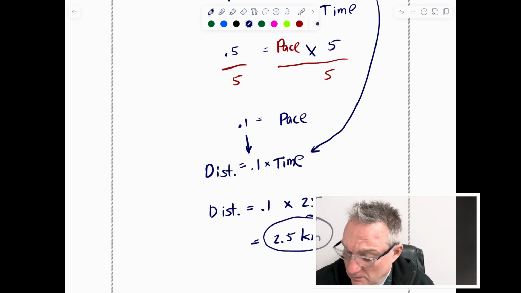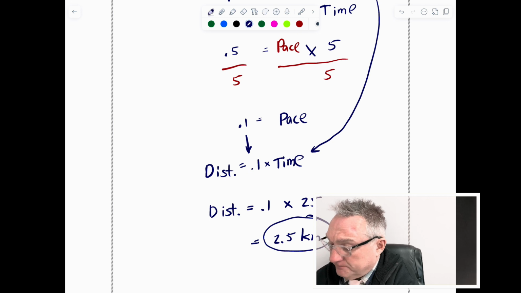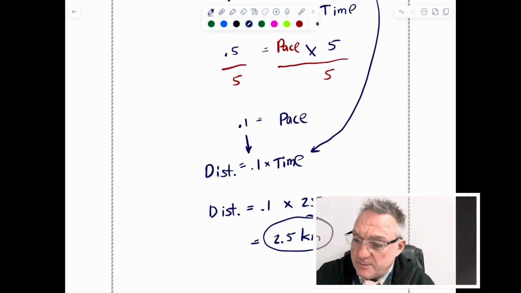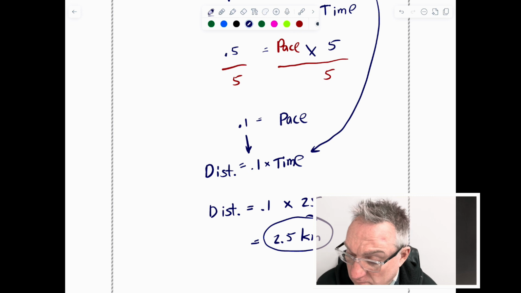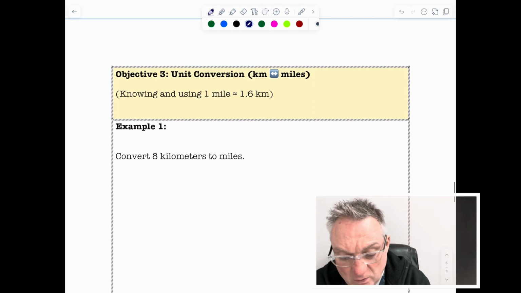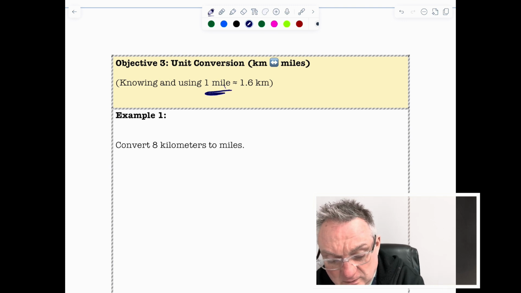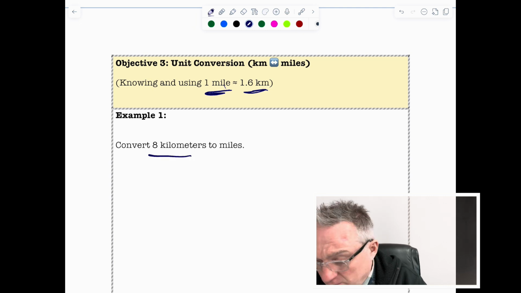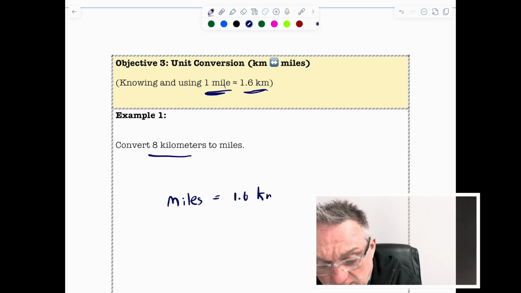Okay. So that's the basic relationship between pace and distance. Lastly, we might want to do a little unit conversion. So 1 mile is 1.6 kilometers. So if I have 8 kilometers, then miles is equal to 1.6 kilometers. And I can plug in the 8 right here to get miles.